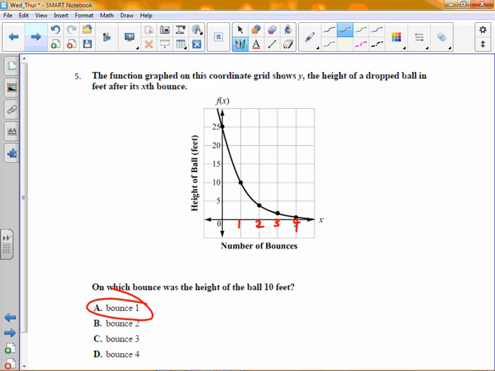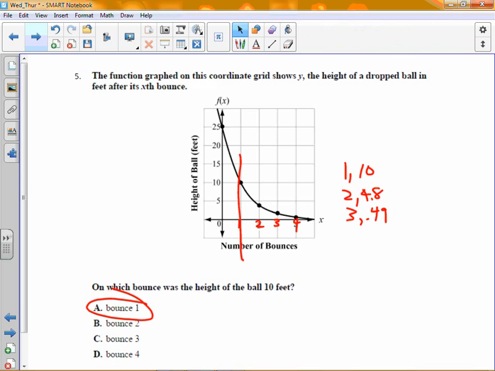Ooh, good one. Something like that, 1 comma 10.